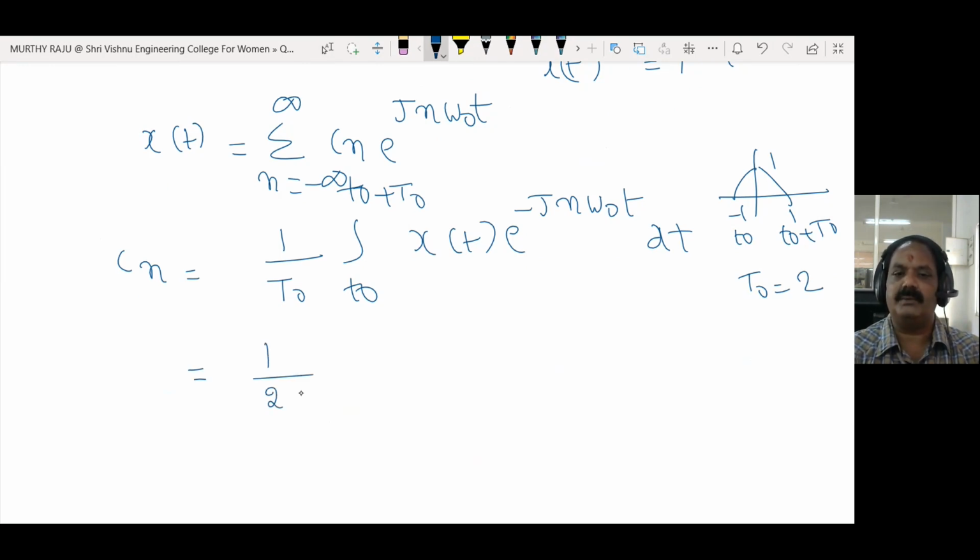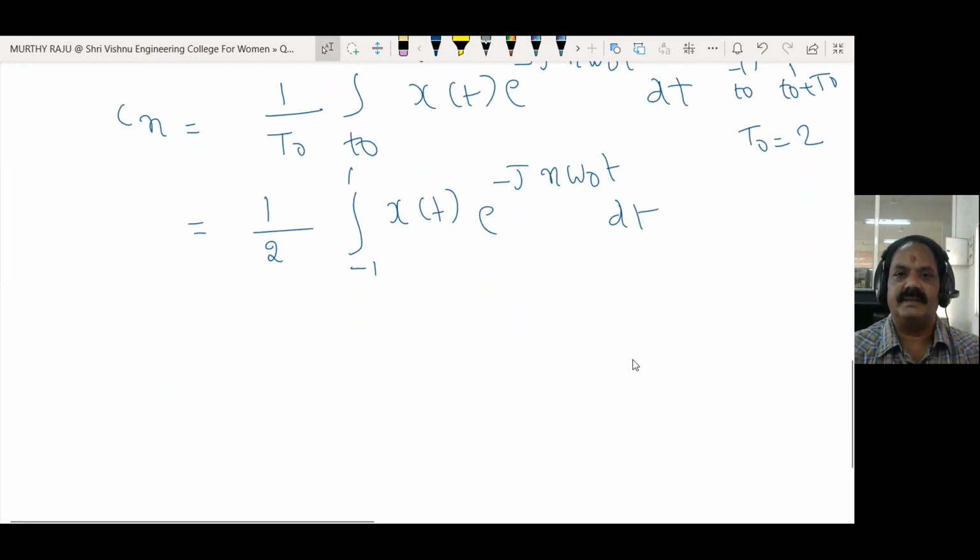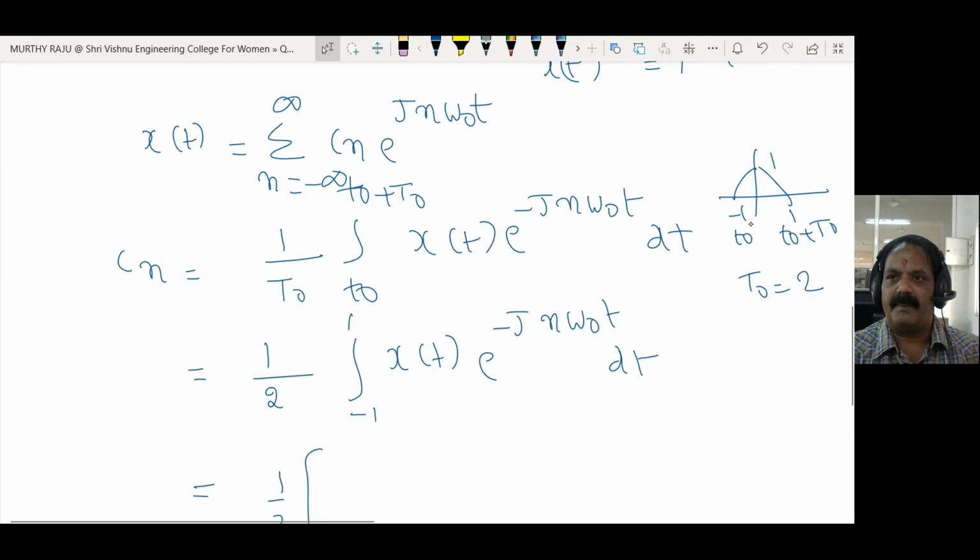So Cn is 1 by 2, integral from minus 1 to plus 1 of x of t e power minus j n omega naught t dt. Split this interval into two intervals, minus 1 to 0 and 0 to 1.